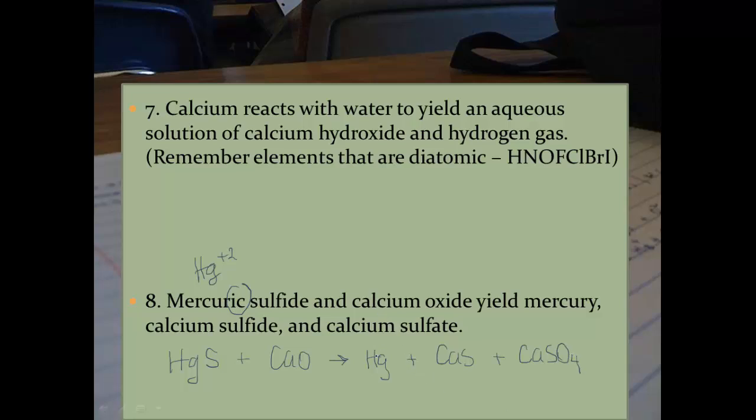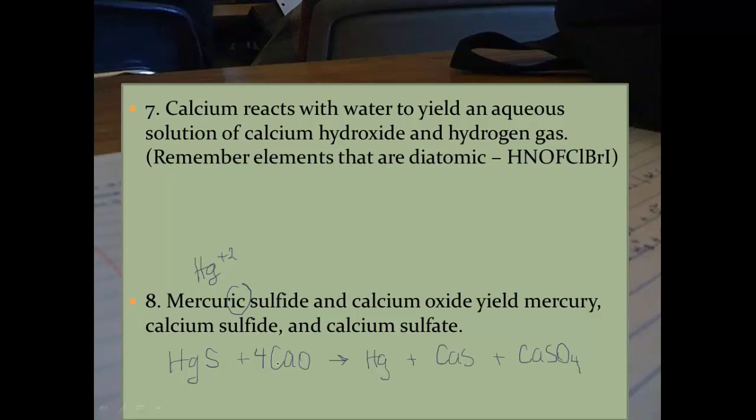So this one has a lot of things going on. We have sulfur showing up in 2 places on the product side. We have calcium showing up in 2 places. We're going to have to be very careful. So to start out, the only element that's not balanced is oxygen. So I have 4 on the product side. I need to put 4 in front of the oxygen on the reactant side, and it only shows up in 1 place. Now I have 4 calciums.